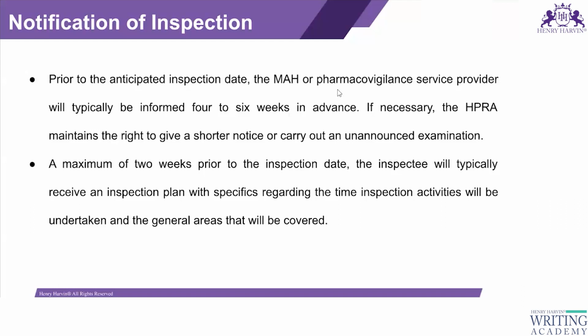So if they have said that in 4 weeks they will be conducting the inspection, then after 2 weeks they will share the inspection plan with the MAH, which specifies what activities will be conducted during the inspection, at what time these activities will be conducted, and also what areas will be covered. So that full inspection plan will be received by the marketing authorization holder.